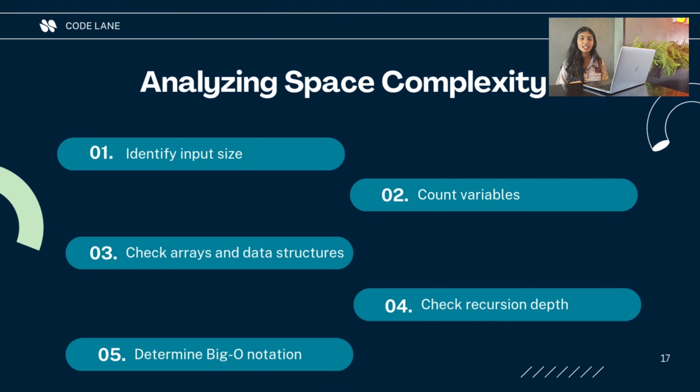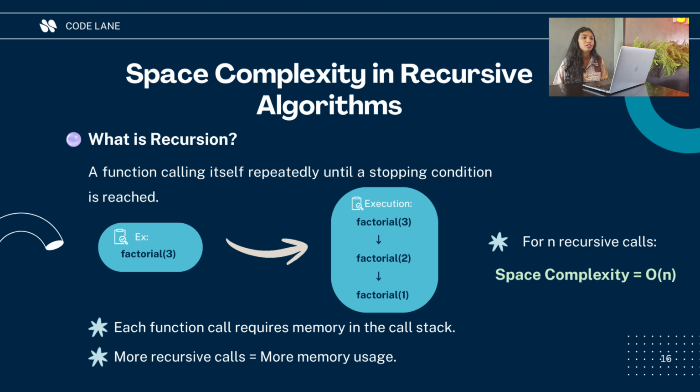Now let's discuss recursion. Recursion occurs when a function calls itself. Consider the factorial example shown on the slide. The first call is factorial of 3. Then factorial of 3 calls factorial of 2. Then factorial of 2 calls factorial of 1. Before producing the final answer, all these function calls must remain stored in memory.